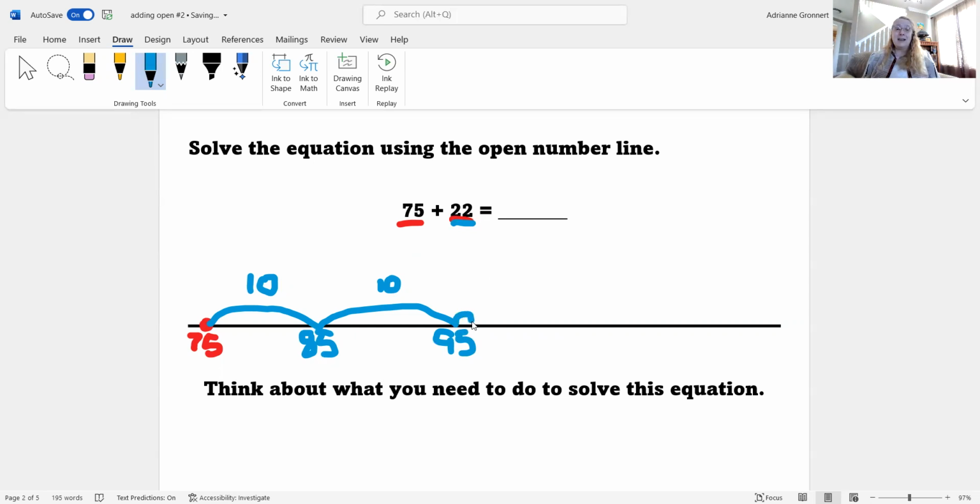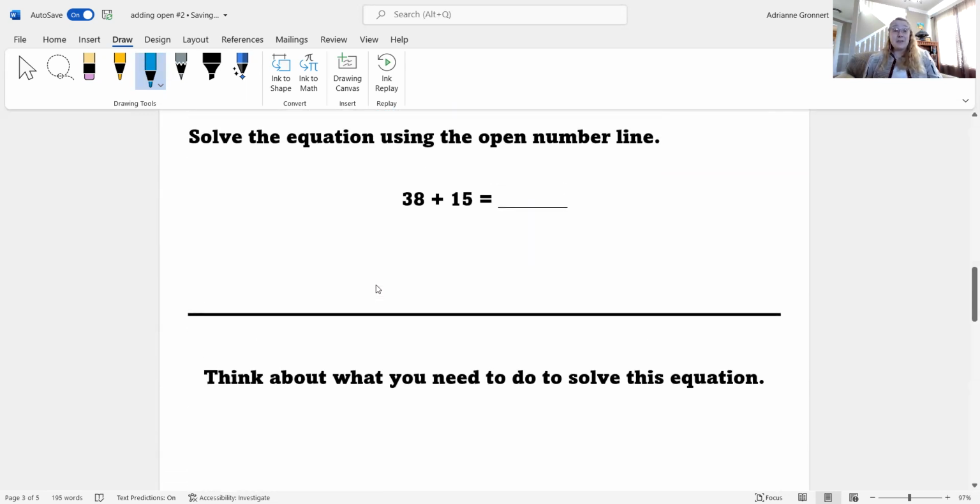So now I can make 2 small jumps of 1 on my number line. 95, 96, 97. And I counted that as I was jumping, so I know that 75 plus 22 equals 97. That was cool. And I can put my answer right here on the line. There we go. 75 plus 22 equals 97.